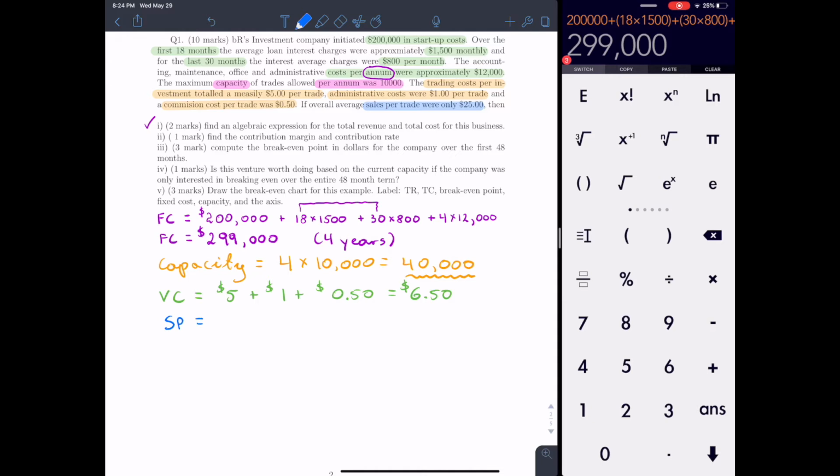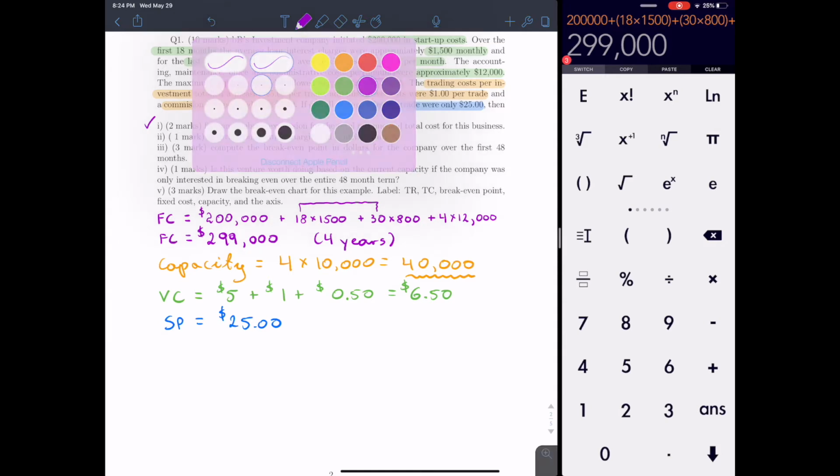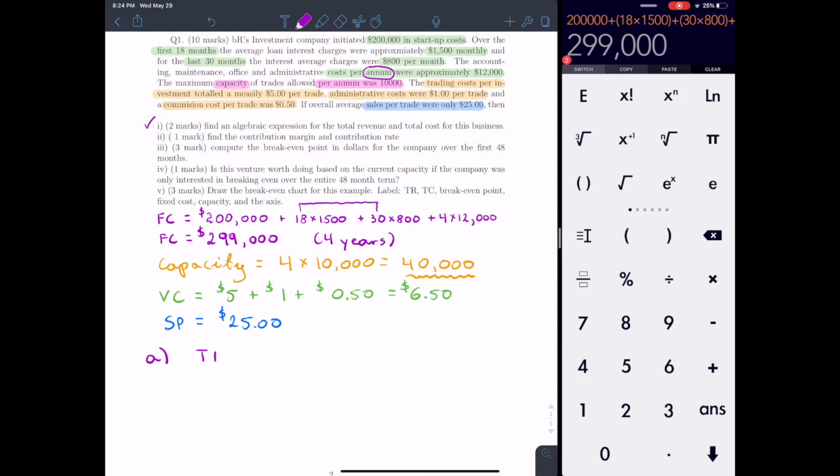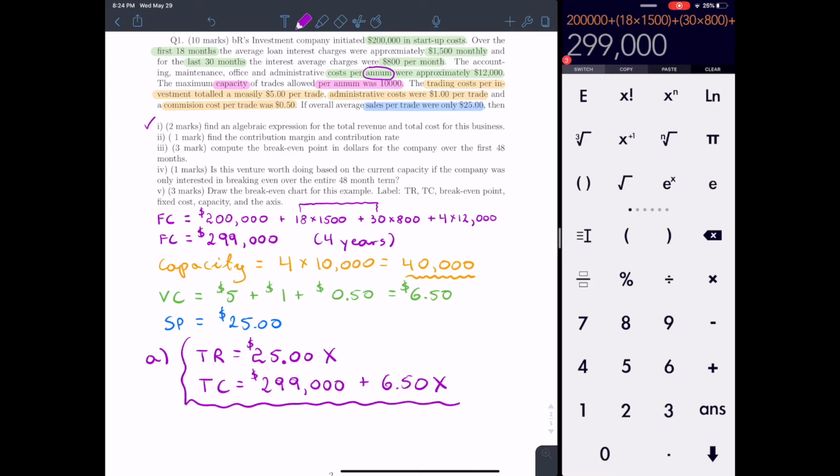Now my selling price here that I have is $25. And from this I can obtain, for part A, my total revenue is $25 times X, and then my total cost is my fixed cost plus my variable costs. And there I have my equation, and this is over a 4-year time span.